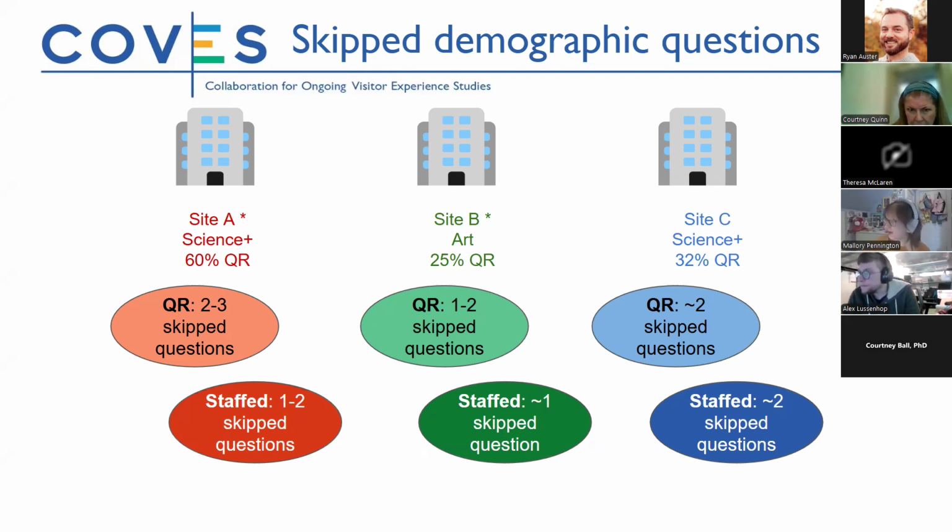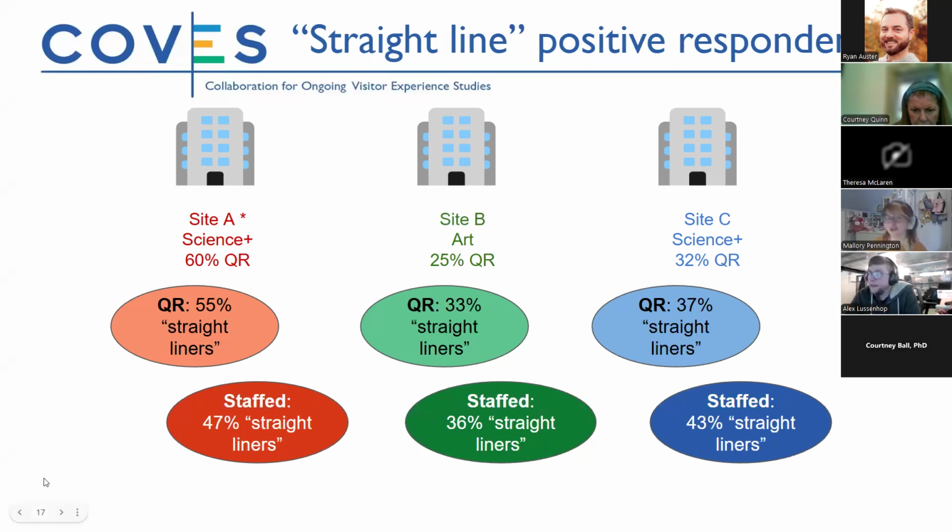And the last thing we looked at that we wanted to highlight in this call, this looks like the exact same slide, but I promise it's different, is straight lining positive respondents. At most sites, what we found is that NPS and OER, which are our experience rating metrics, did tend to be higher on the QR survey. I don't have those results graphed here, but it is a finding that we found almost everywhere. And we specifically wanted to see if that was driven by people doing what we've dubbed straight lining.